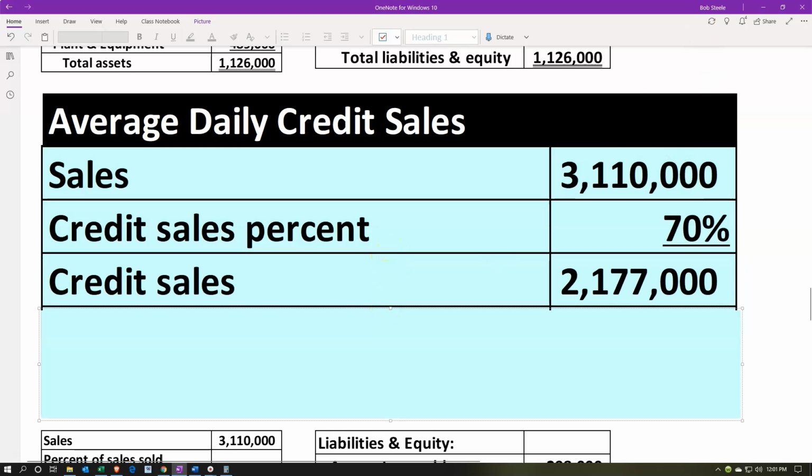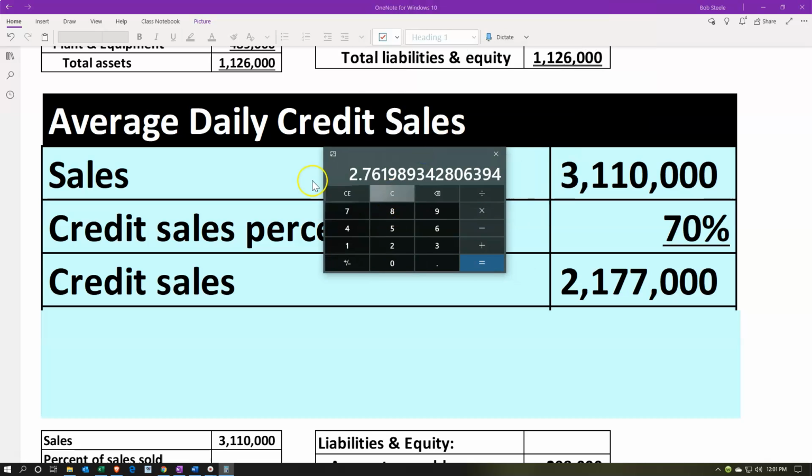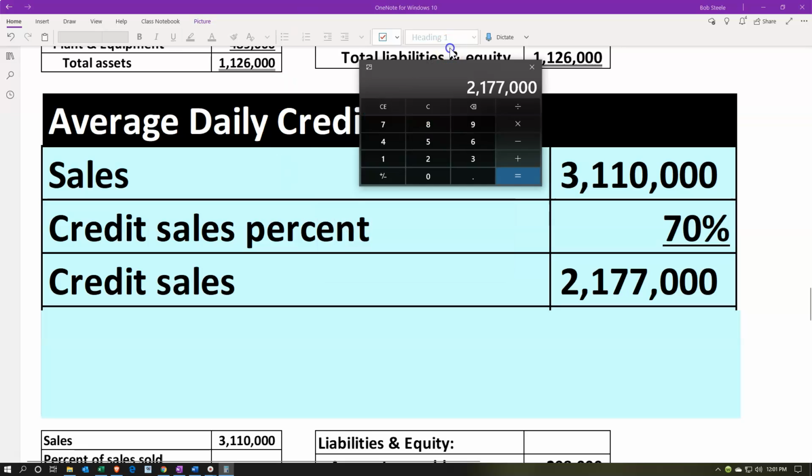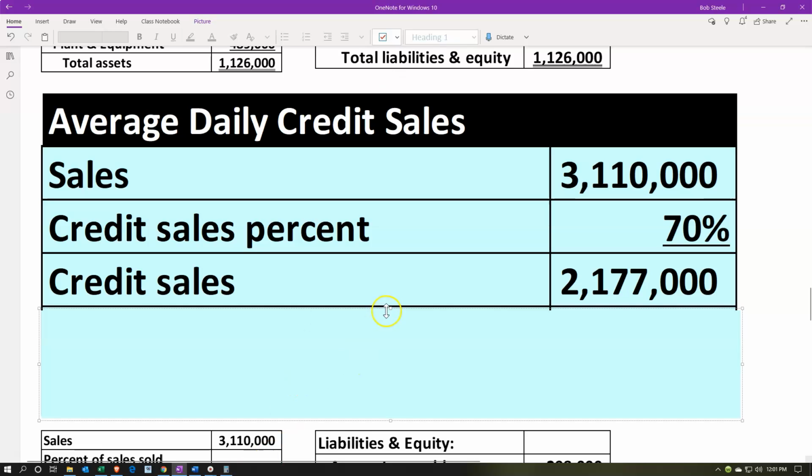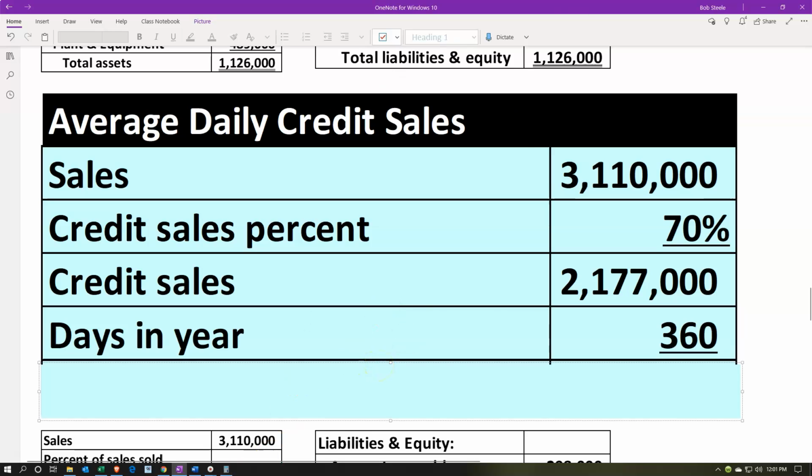So let's just pull up the calculator so we can follow this along here. We've got 3,110,000 times 0.7. If I move the decimal over, we get 2,177,000. And then we're going to take the days in a year.